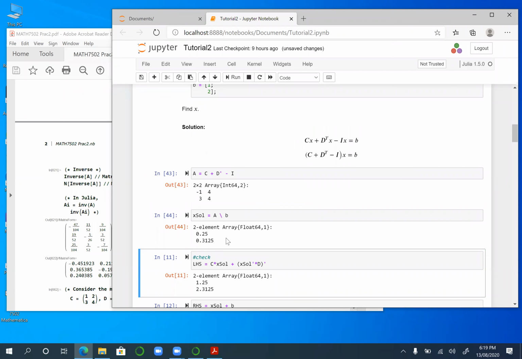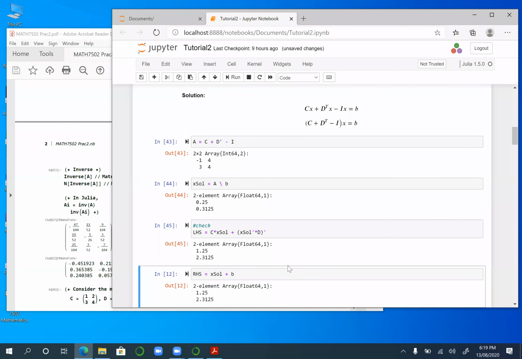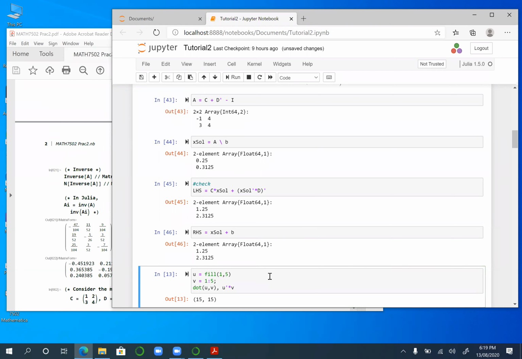And we get two decimal numbers in an array, 0.25 and 0.3125. Okay, that looks good. Now let's check that this satisfies the original equation. All right, so we just take, this is the left-hand side of our original equation. So let's run that left-hand side. We get 1.25 and 2.3125, good. Now the right-hand side, x solution plus b, because remember we've calculated x, but we've called it x solution or x sol. So we want to add that to b. And great, we see that those two are the same.